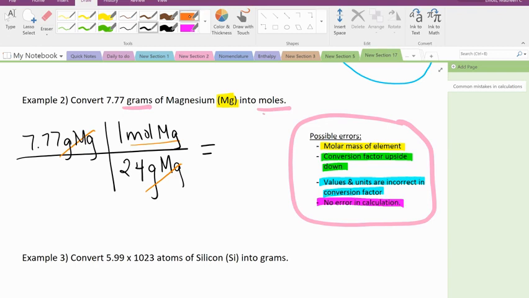So where could mistakes be made? Well, the first one is maybe the molar mass is wrong. So maybe instead of 24, I wrote 42, for example. That would be the error there.